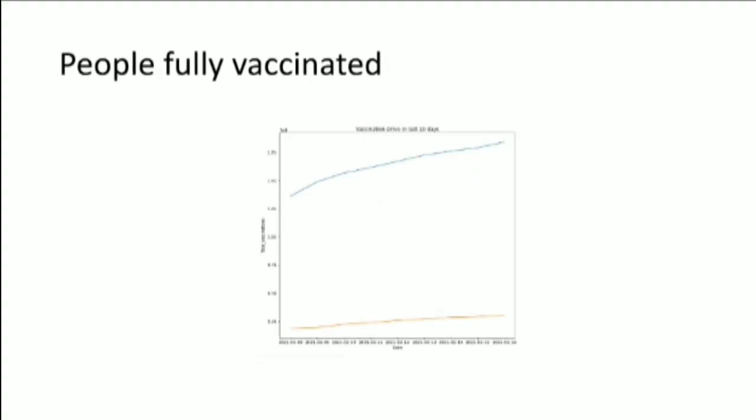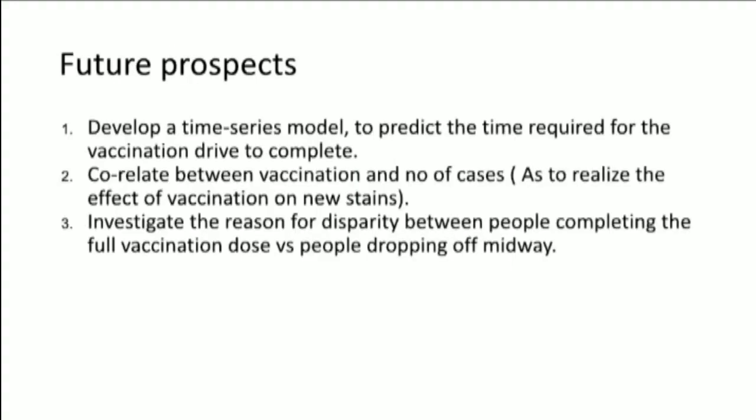However, one concerning fact is that some of the vaccines, especially the one by BioNTech, require multiple doses for a person to be completely immune to COVID-19. However, not many people are completing the entire vaccination dose. They are dropping off after the first dose.